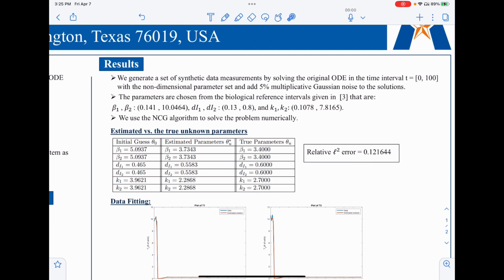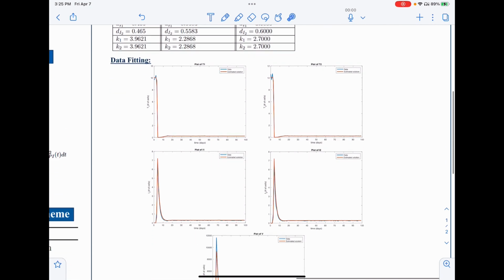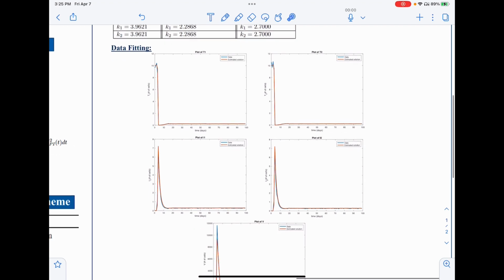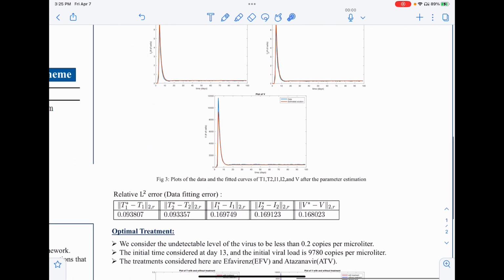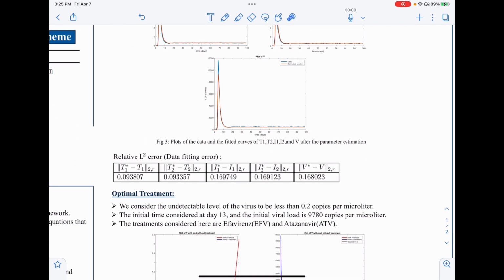0.121644. For the data fitting, the data is in blue and the estimated solution in red. They almost overlap, with the relative L2 square error as given in the table.